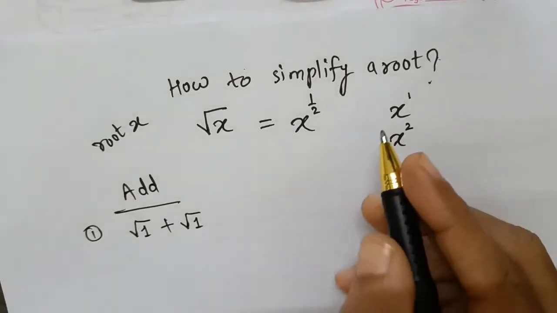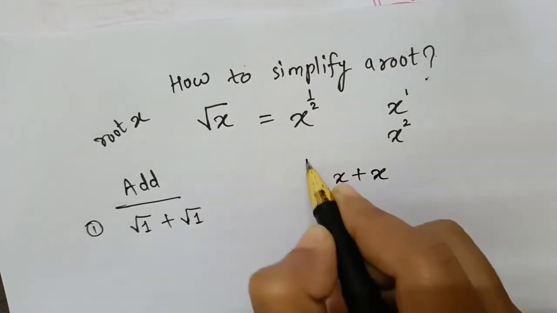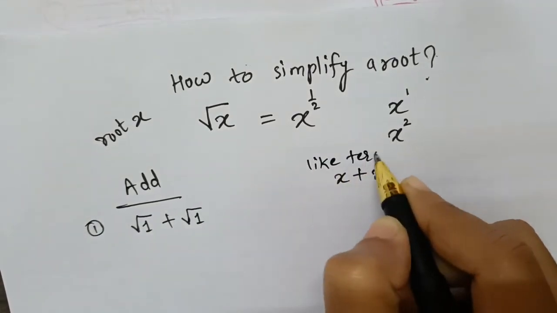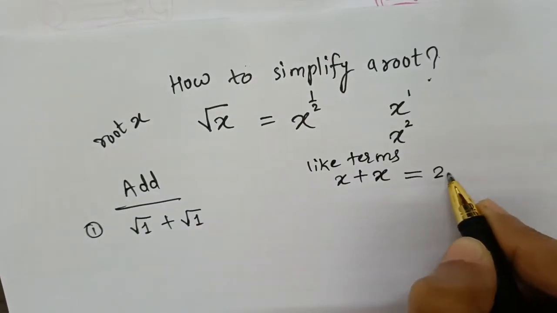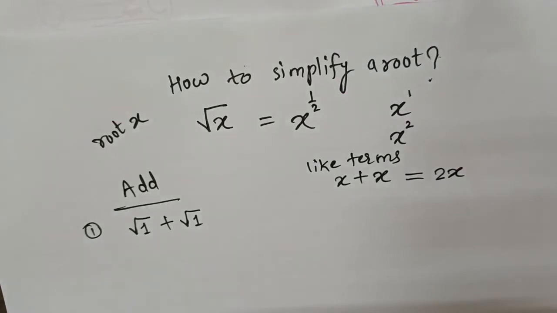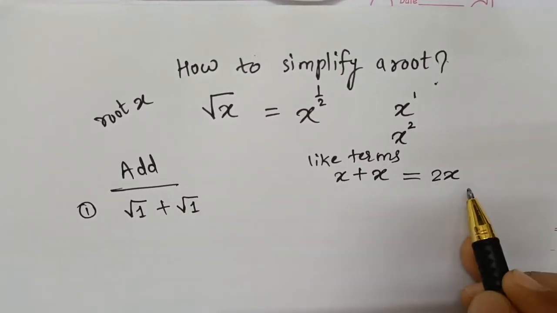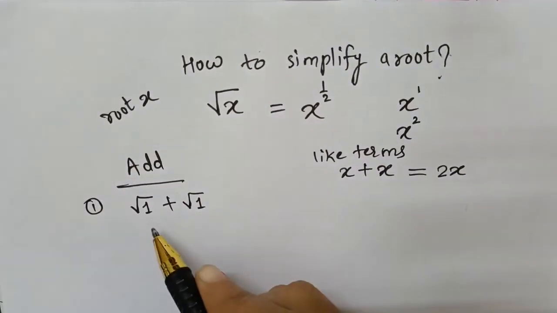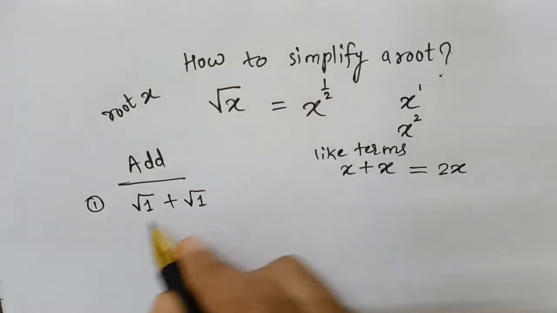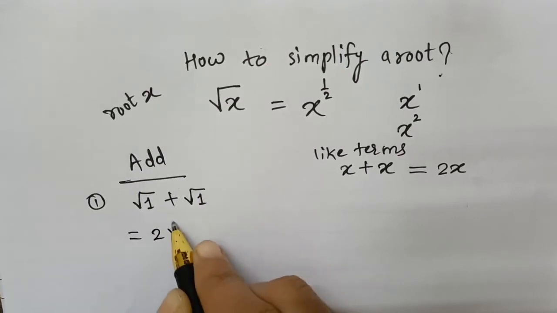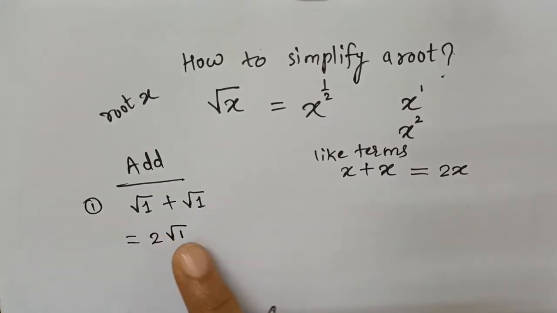So dear students, you might remember the addition of like terms. For example, I want to add these like terms, x plus x. You know that whenever like terms are there, you can add them, like x plus x is 2x. In the same way, variable like terms can be added. So consider root 1 plus root 1. They are like the same variables, x and x. So you can write 2 times root 1. So root 1 plus root 1 is nothing but 2 times root 1.